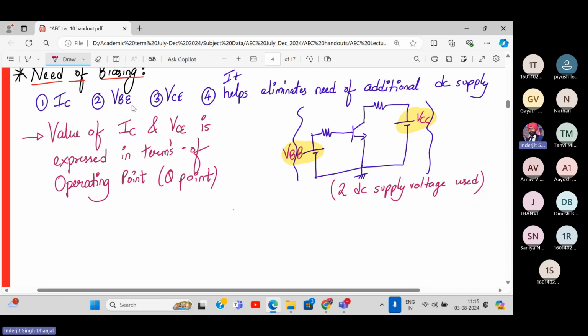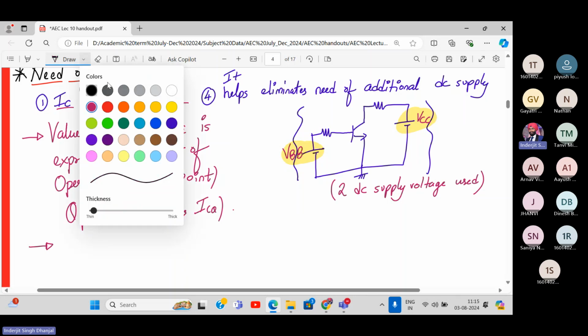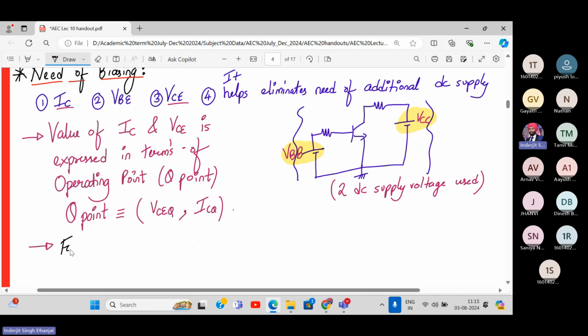So for example, if you find out the value of VCE and IC in a BJT biasing circuit, you need to write it as follows. So the Q point, the operating point of the BJT, will be VCEQ, comma ICQ. Q subscript is for the operating point or Q point. And this is the mandatory requirement for faithful amplification. So write down, for faithful amplification, Q point must be selected properly.